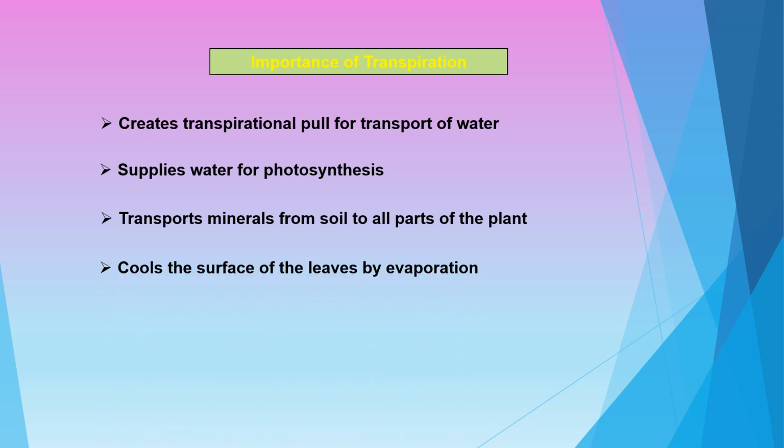It cools the surface of the leaves by evaporation. Due to evaporation, new water will come to the leaves and the leaf will cool. It keeps the cells turgid, hence maintains their shape. Turgid means enlarged.